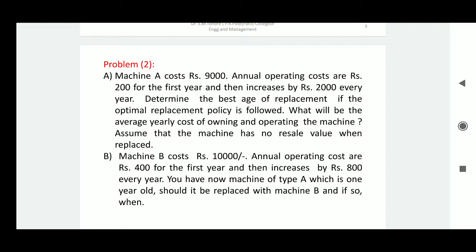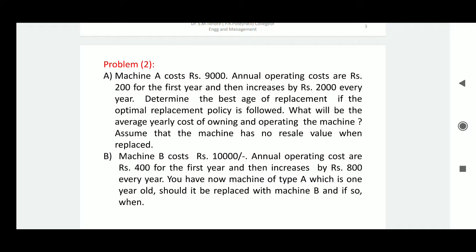See the problem. Machine A costs rupees 9,000. Annual operating cost is rupees 200 for the first year, and then it increases by rupees 2,000 every year. In this problem, for the machine A, you have to calculate what is the best age of replacement of the machine A. That means when the machine A should be replaced.